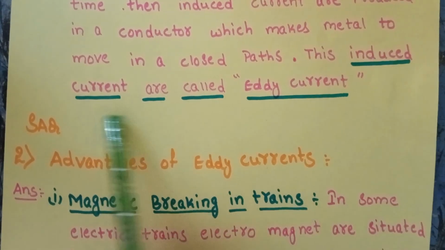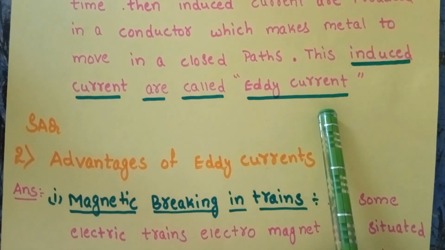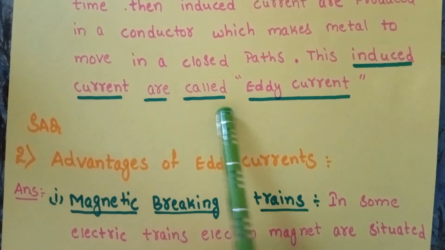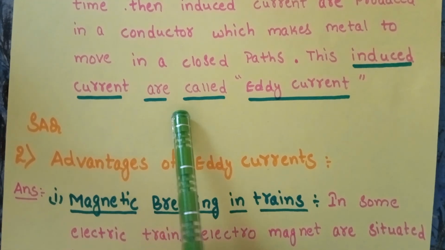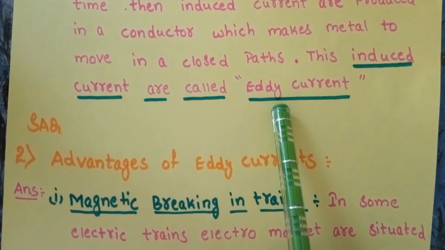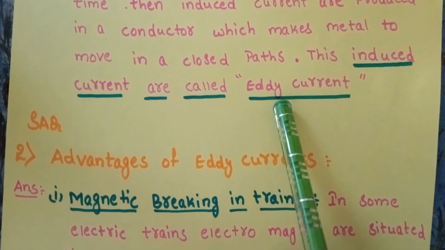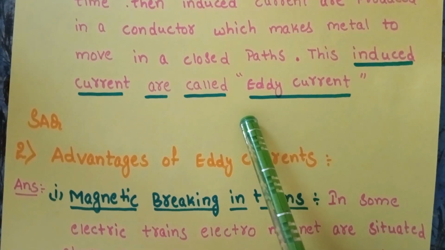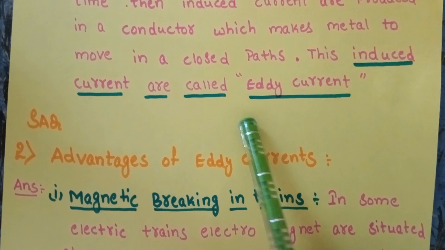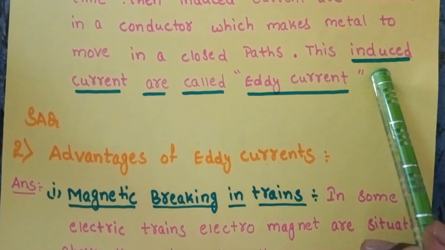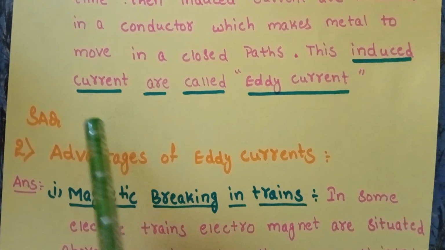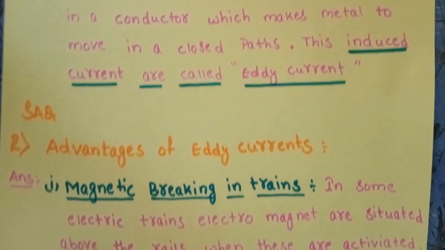These induced currents are called eddy currents. Eddy currents means induced currents. Induced currents means you can increase the change in magnetic flux. When magnetic flux changes, at that time currents are produced. Those currents are called induced currents.